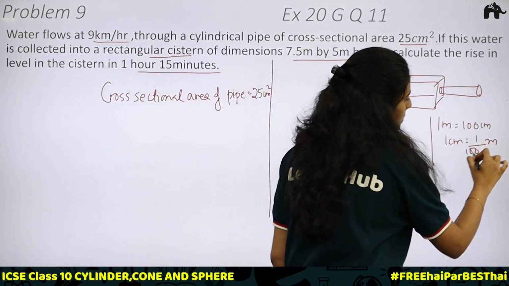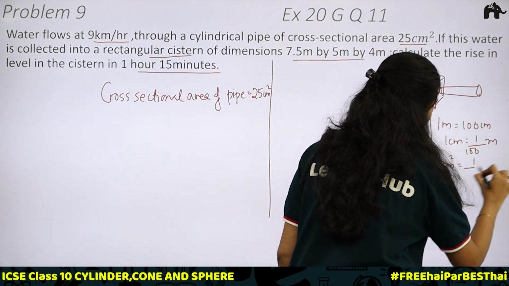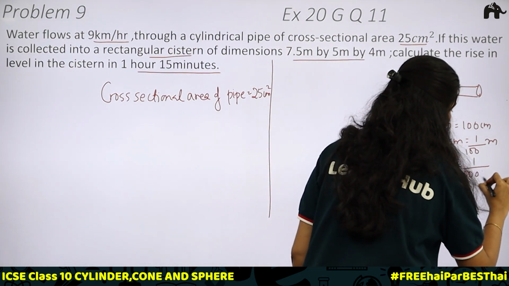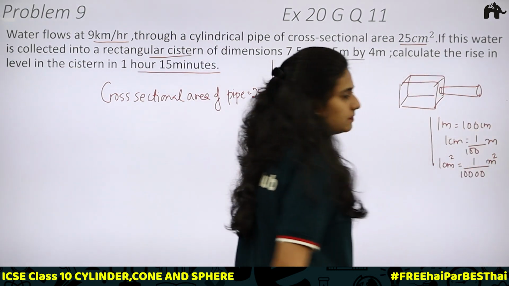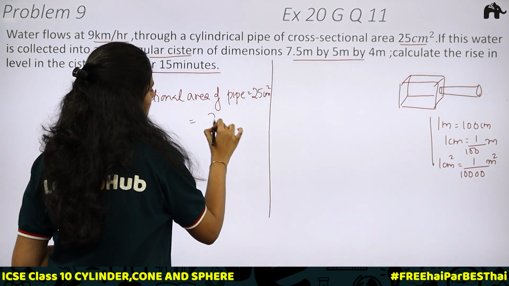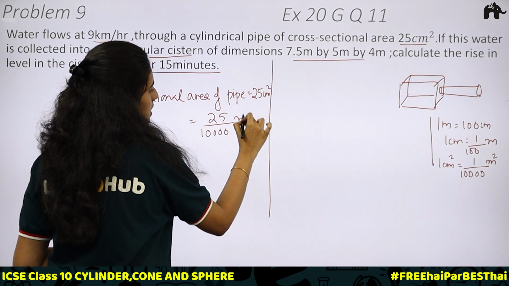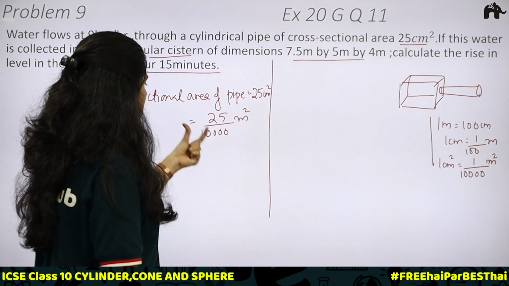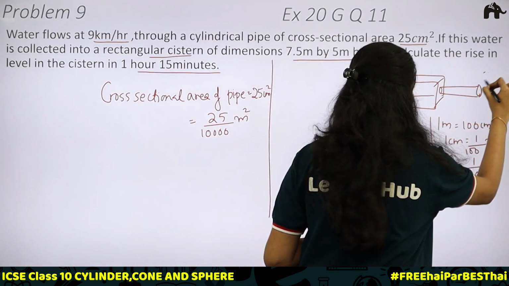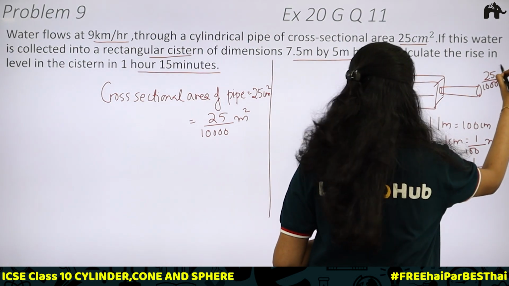1 centimeter is 1 by 100 meter, which means 1 centimeter square will be 1 by 100 into 1 by 100 meter, which is 1 by 10,000 meter square. So 25 centimeter square will be equal to 25 divided by 10,000 meter square. This is the cross-sectional area of the pipe.